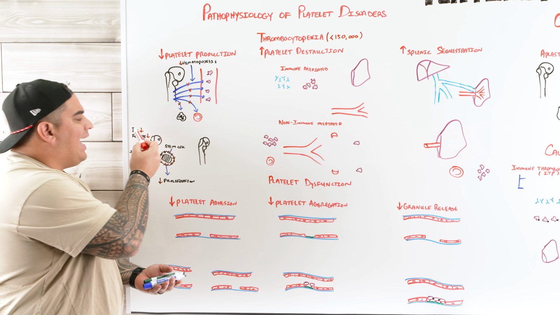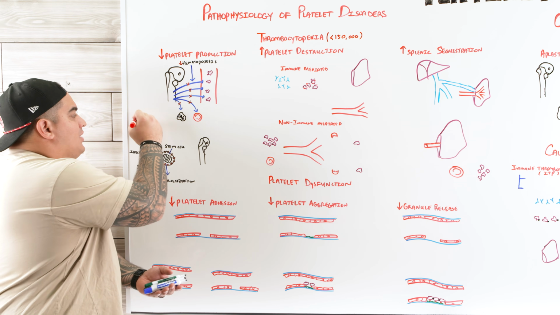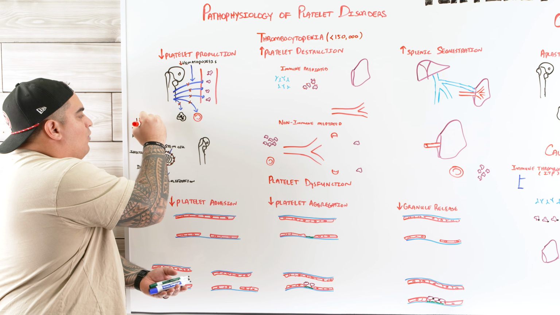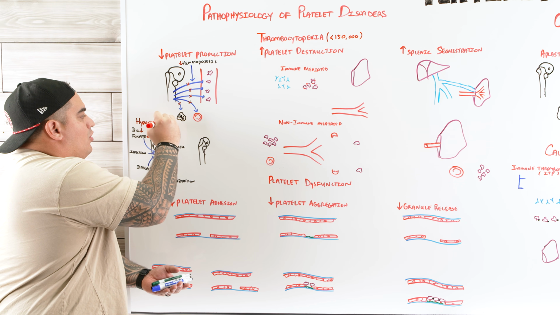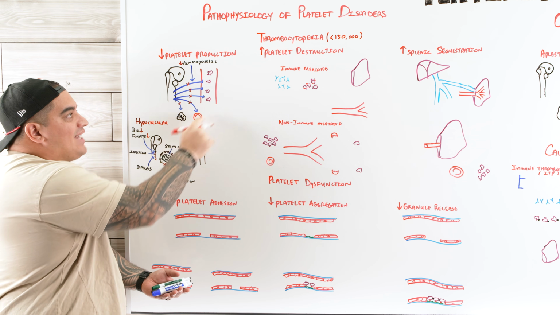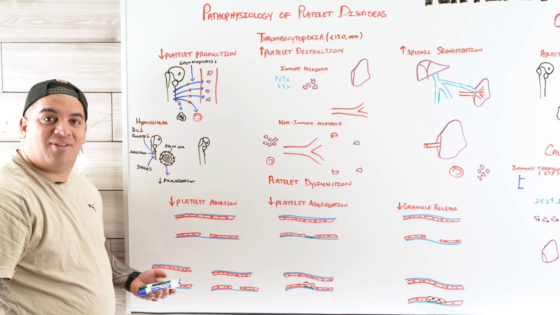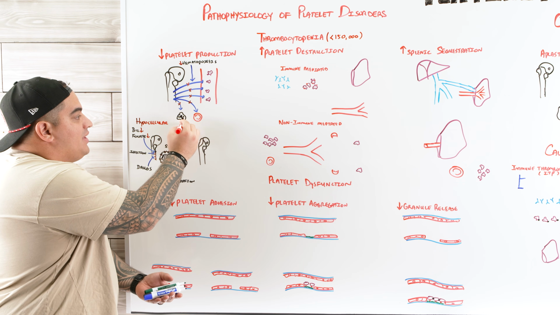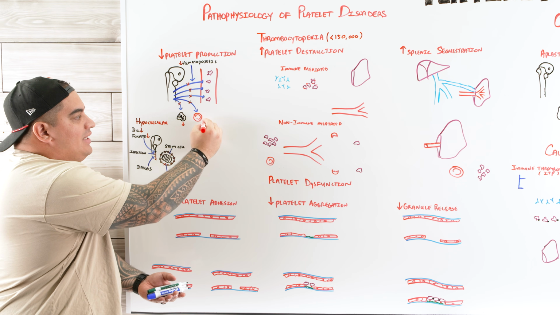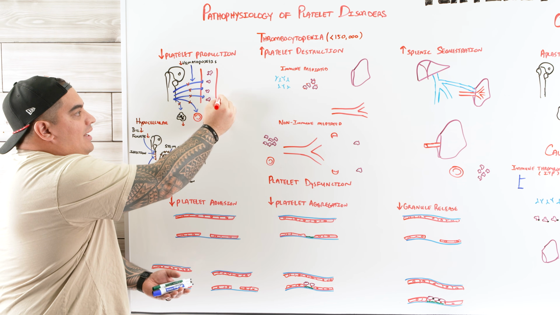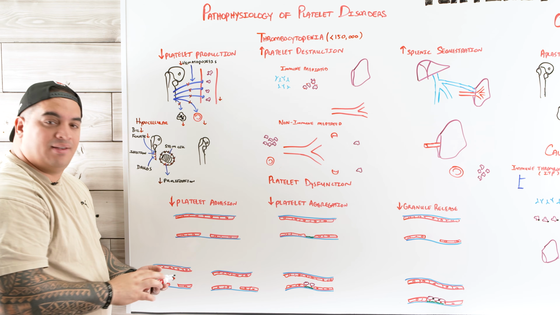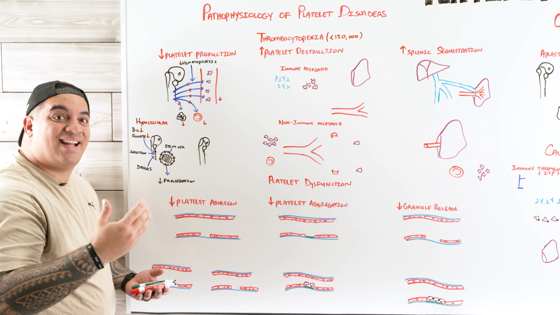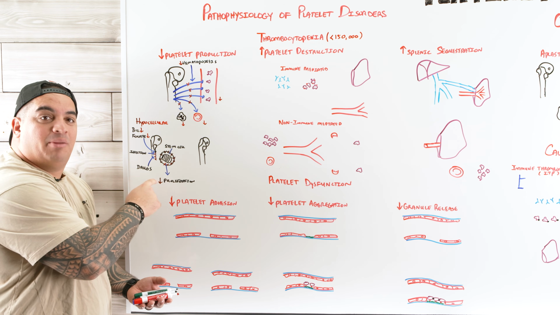Oftentimes it's very rich in fat. And so this is called hypocellular bone marrow. And so it's really important to know that whenever you have a patient who has pancytopenia, all their cell lines are dropped. They have a decrease in their white blood cells, a decrease in their red blood cells, and a decrease in their platelets. This is very concerning for pancytopenia. And you want to know what's wrong with the bone marrow.